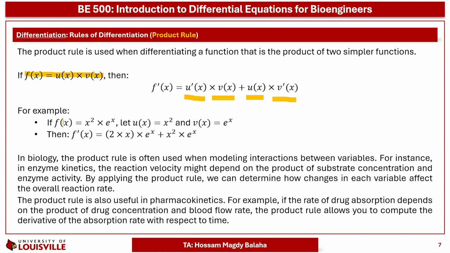So assume we have a function f of x equals x squared multiplied by the exponent of x. Then the derivative of the first function, x squared, will be 2x multiplied by the second function, plus the first function multiplied by the derivative of the second function. The derivative of e to the x is also e to the x.